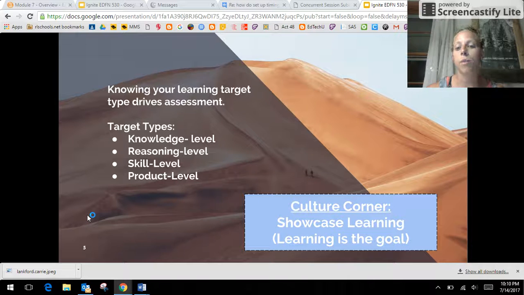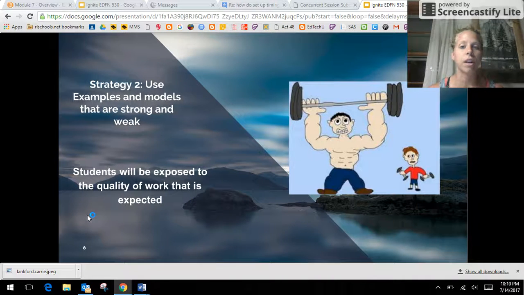Down in the corner, I have the culture corner. This is about the culture of your classroom. So in this case, I'm talking about showcasing your learning, where learning is the goal. Strategy 2 is use examples and models that are strong and weak. That way students will be exposed to the quality of work that is expected of them.